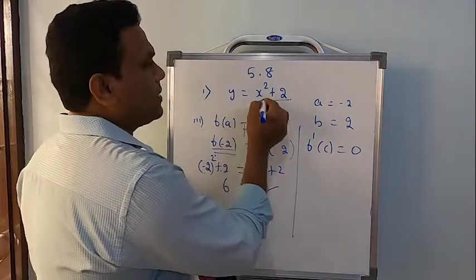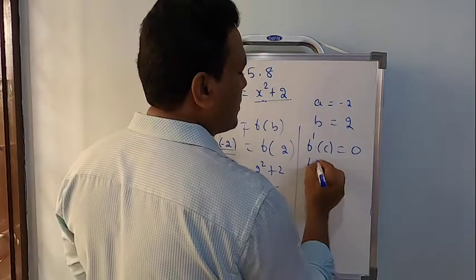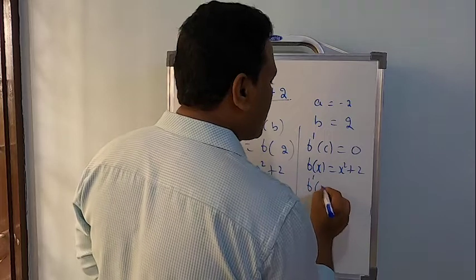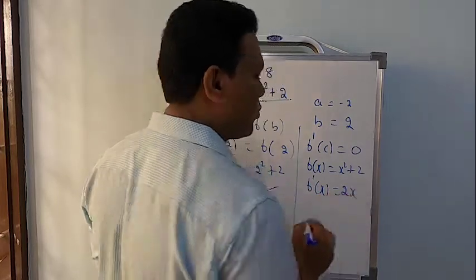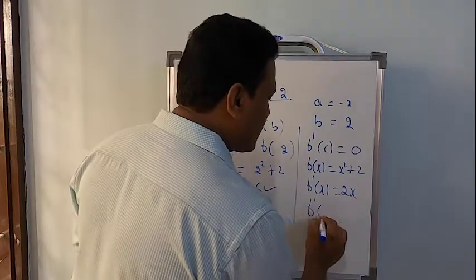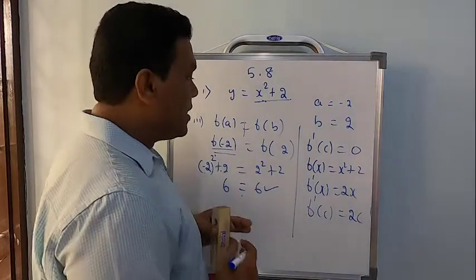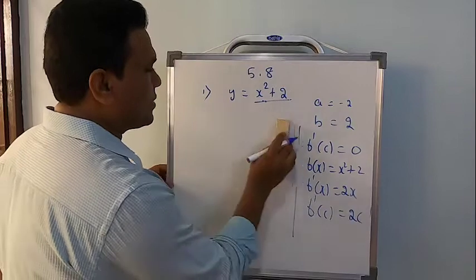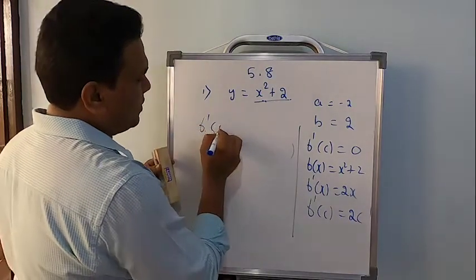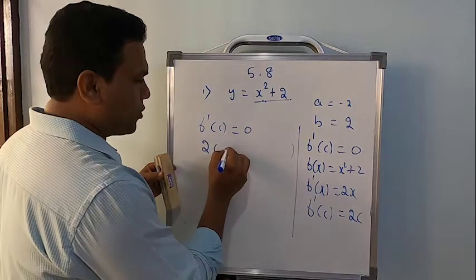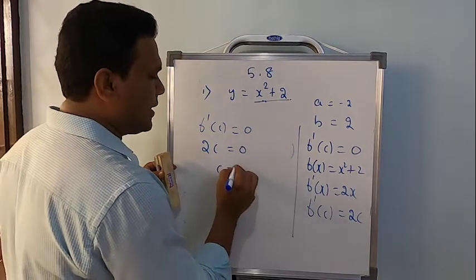Quite simple. Here, this is f of x, right? So in this column, what is f of x? F of x is x square plus 2. So what is f dash of x? F dash of x will be 2x. So what is f dash of c? F dash of c will be 2c. X is replaced by c, that's it. So according to the condition of Rolle's theorem, f dash of c should be equal to 0. So f dash of c equal to 0 means 2c equal to 0, or the value of c equal to 0.